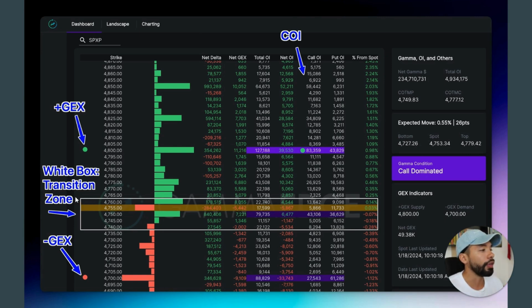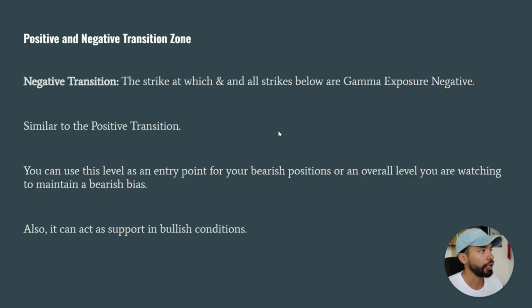We were talking about the positive transition zone, which is going to be this line right here. So when you are above this line, then you can consider this line as the support, or you can consider this line as the entry for a breakout. So that's going to be the positive transition zone. Now let's jump into the negative transition zone, which is going to be basically the bottom level of the white box of that transition box.